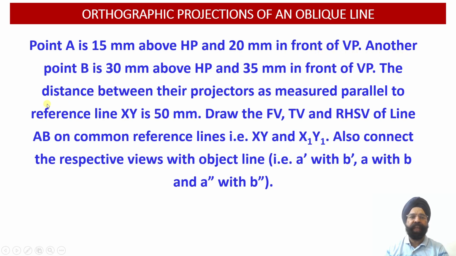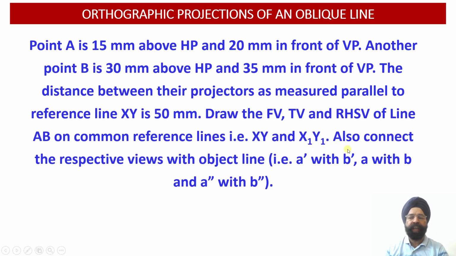Another point B of the line AB is located 30 millimeter above the horizontal plane and 35 millimeter in front of the vertical plane. And the distance between their end projectors, as measured parallel to the XY reference line, happens to be 50 millimeter. So we are required to draw the front view, top view and right hand side view projections of the line on the common reference lines, that is XY and X1 Y1 reference lines over here.